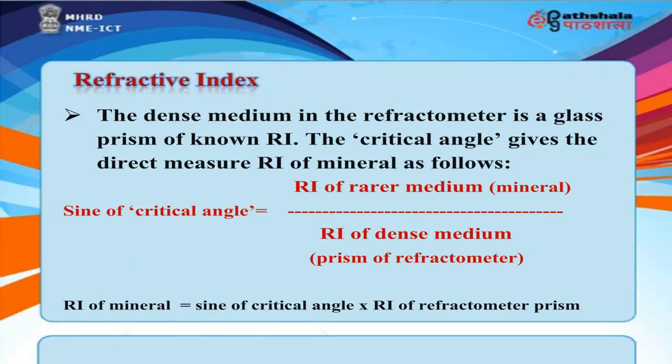The dense medium in the refractometer is a glass prism of known refractive index. The critical angle gives the direct measure of the refractive index of the mineral as follows. Sine of critical angle equals refractive index of rarer medium (mineral) divided by refractive index of dense medium (prism of refractometer). Refractive index of mineral equals sine of critical angle times refractive index of refractometer prism.